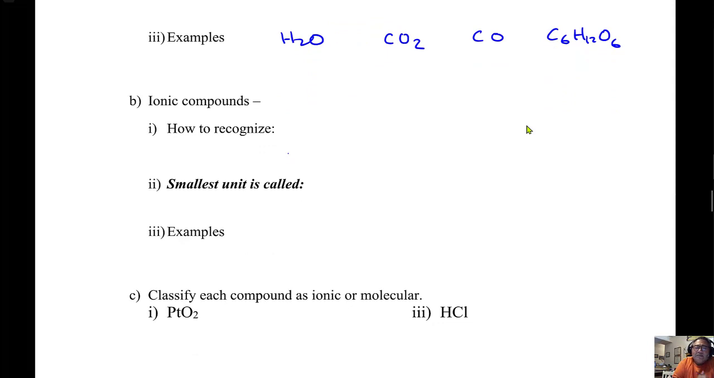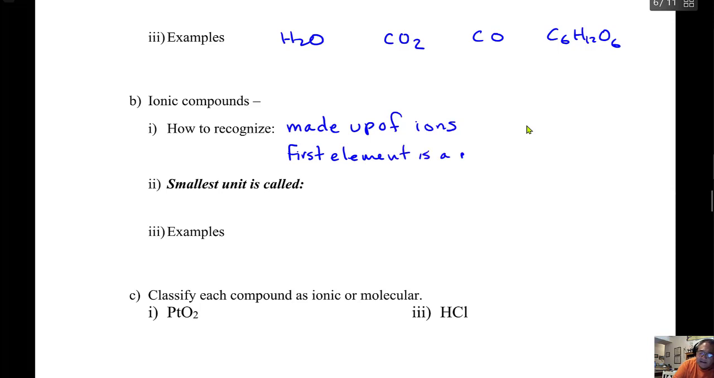But ionic compounds are easy to recognize too because they're made up of ions. That goes without saying, I guess. But I said it, so there you go. The easy way to recognize them is that they have a metal in them, and the metal is the first element. The first element is a metal.